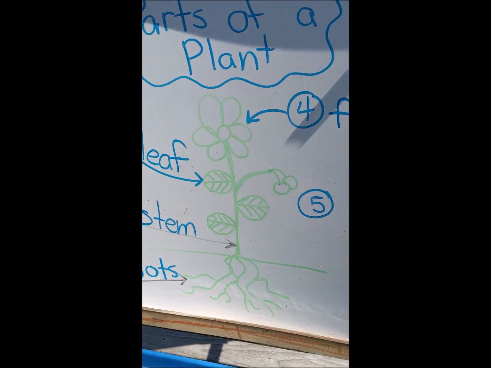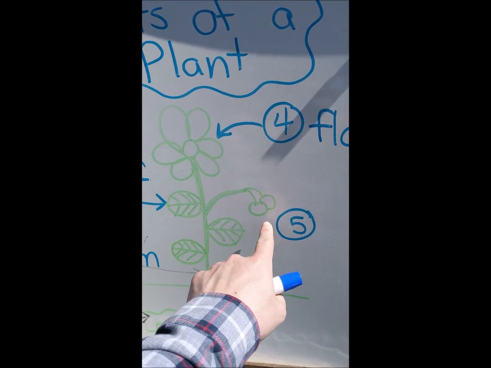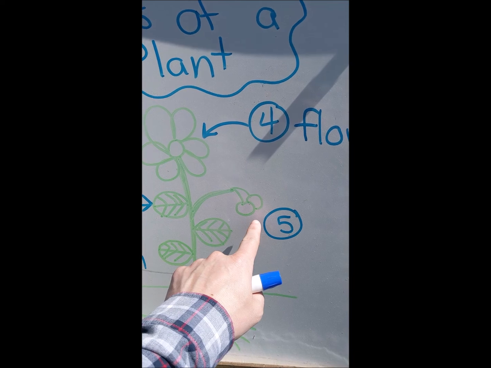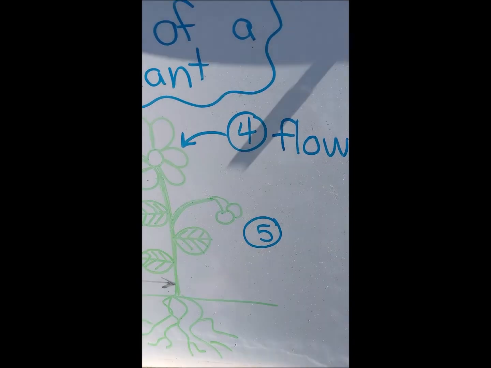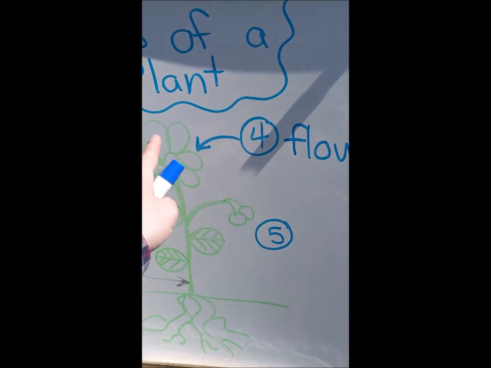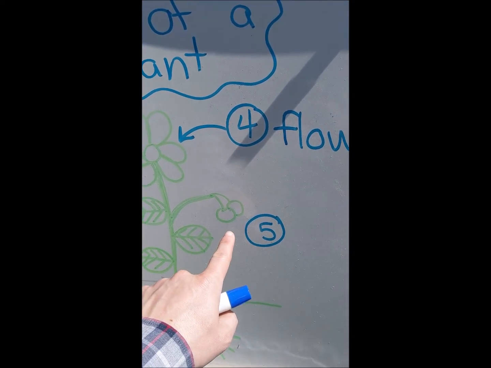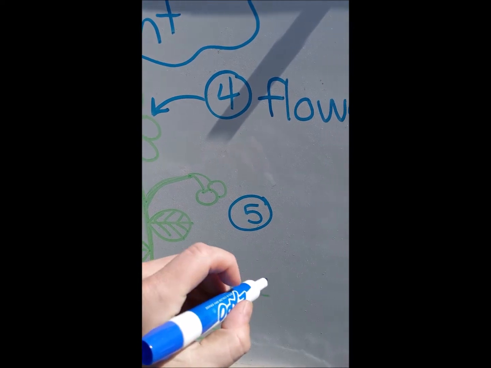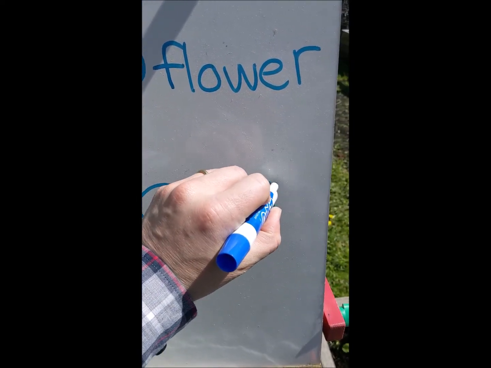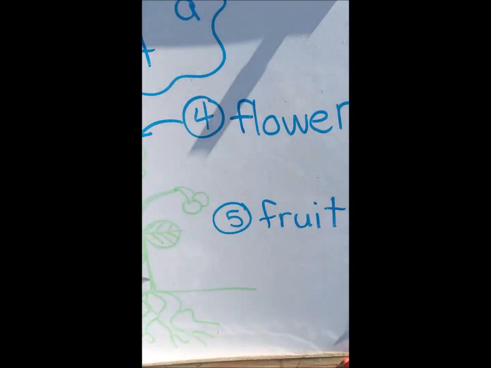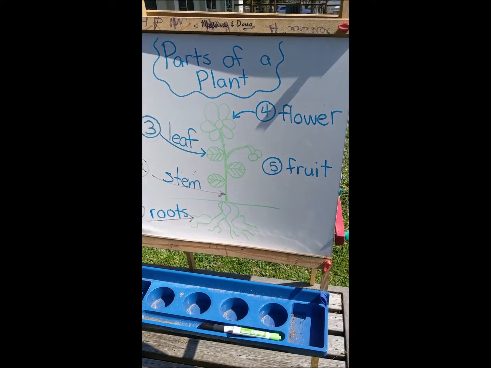Now the last one, some plants will give us something sweet and juicy and tasty, and when you eat it there's a seed inside. You can plant the seed to make a new plant. It comes from the flower, it turns into this. Does anyone know what this is called? This is called a fruit. So there are your 5 parts of your plant.